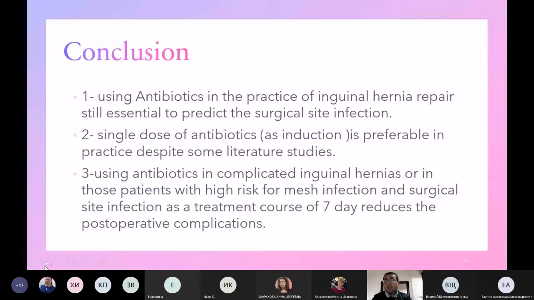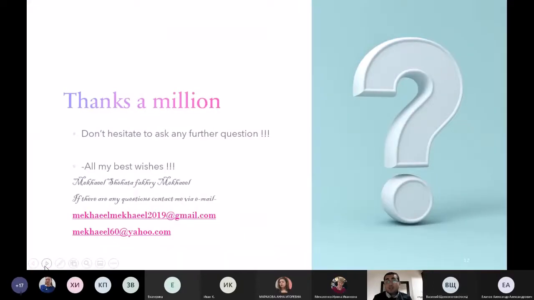In conclusion, using antibiotics in the practice of inguinal hernia repair is still essential to prevent surgical site infection. A single dose of antibiotics at induction is preferable in practice despite some literature studies. Using antibiotics in complicated inguinal hernia, or in those patients at high risk for mesh infection and surgical site infection, as a treatment course of 7 days reduces post-operative complications.